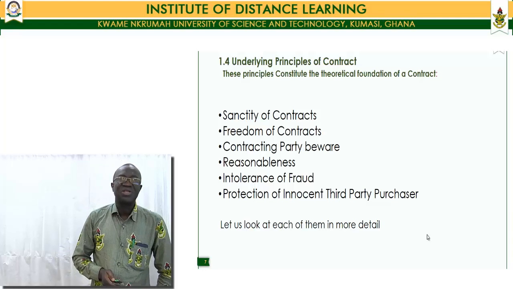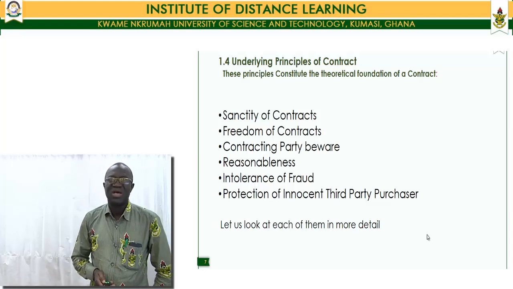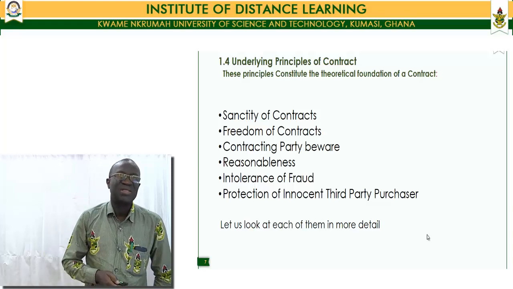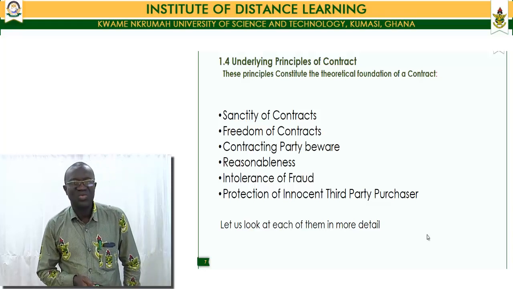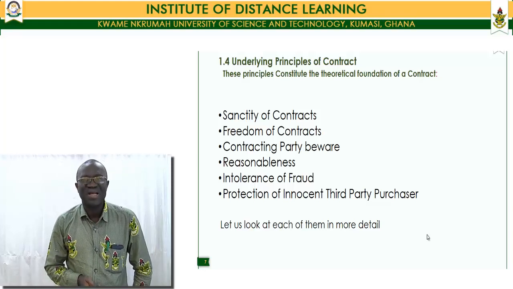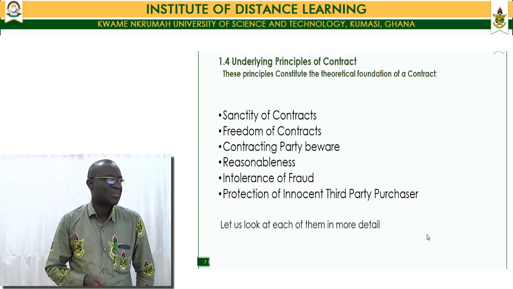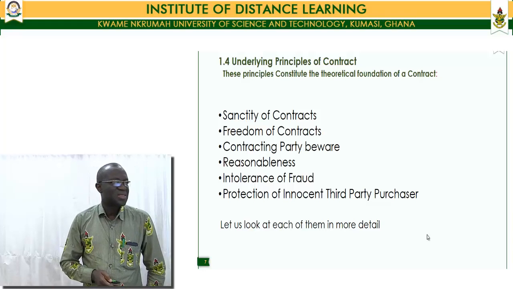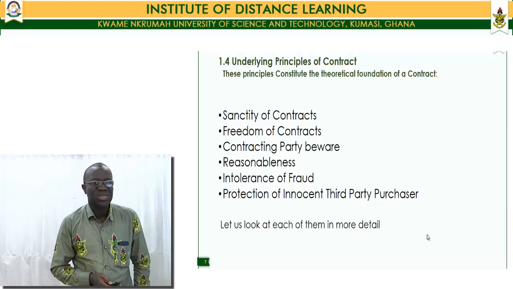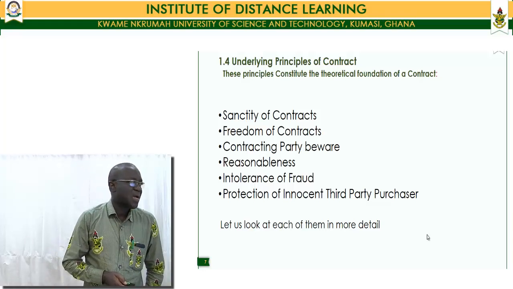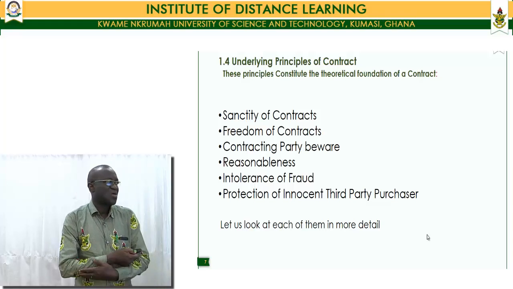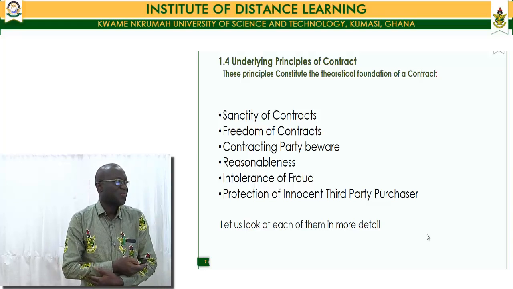So by definition, we know a contract must be an agreement, an offer, and acceptance, but there are other elements which are necessary to make it a valid contract. We'll look at that later. Now, when you make a contract, there are certain principles which we have to take into consideration when making such contracts or transactions.